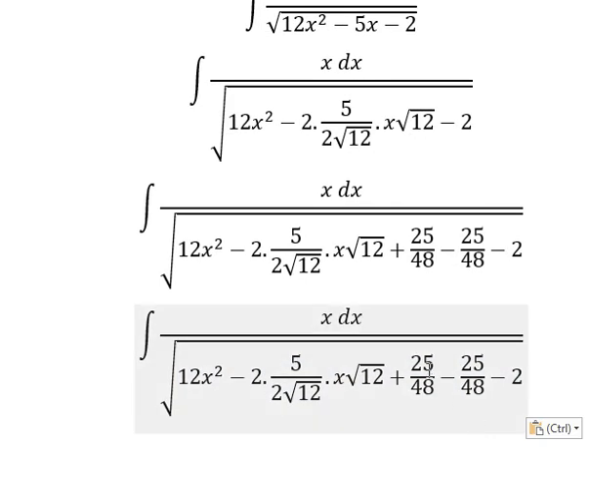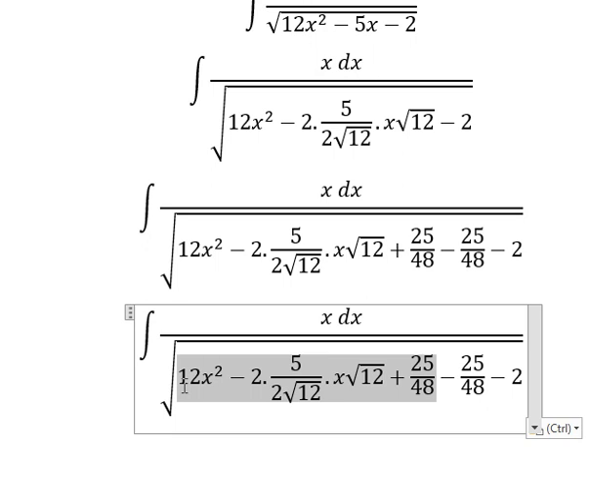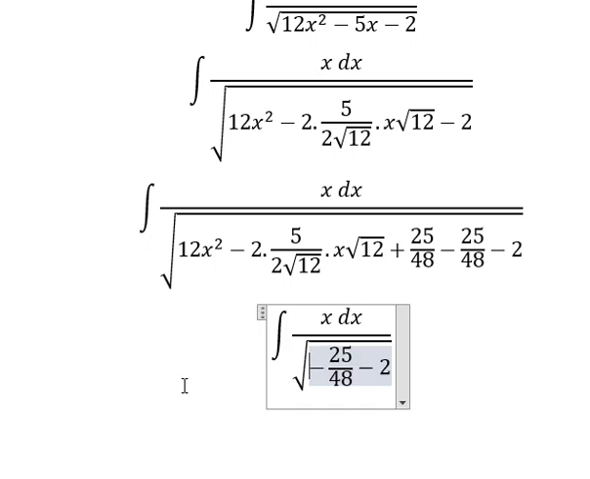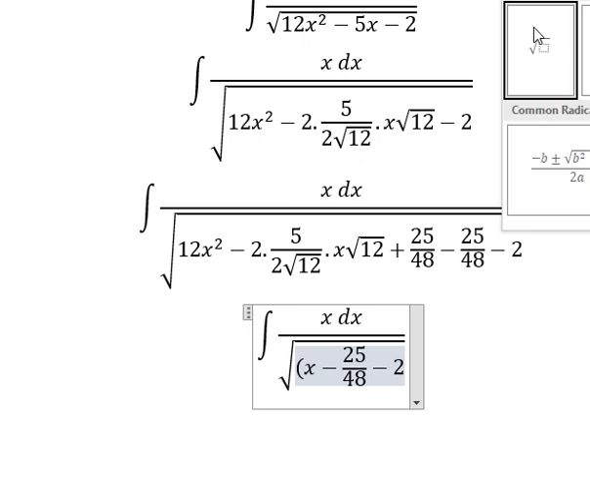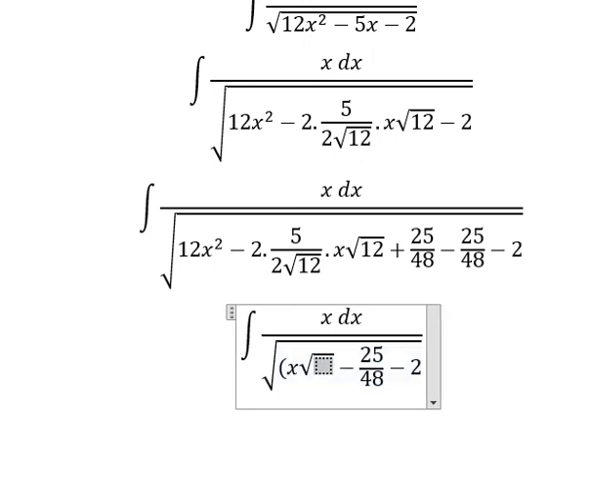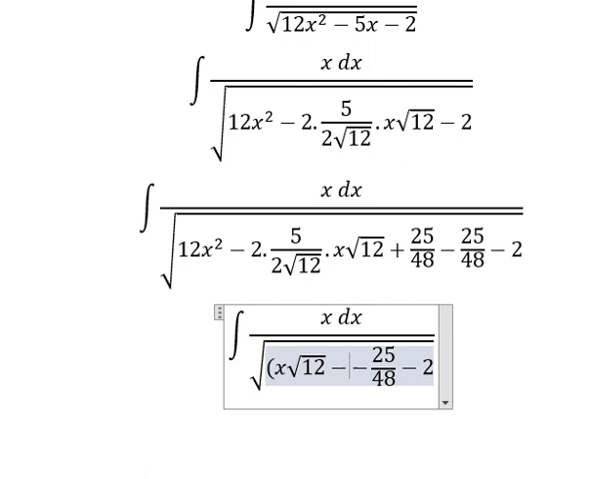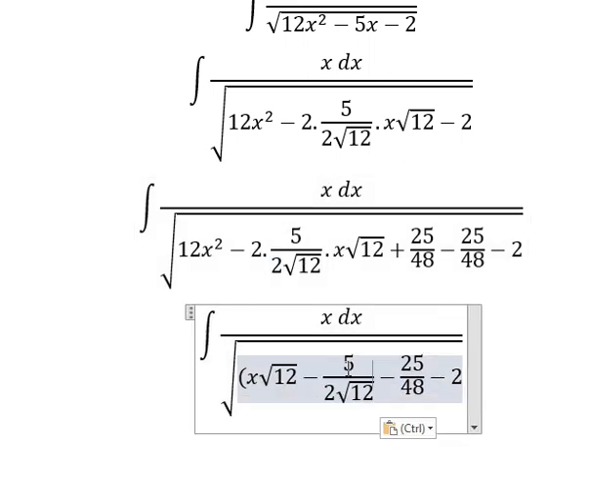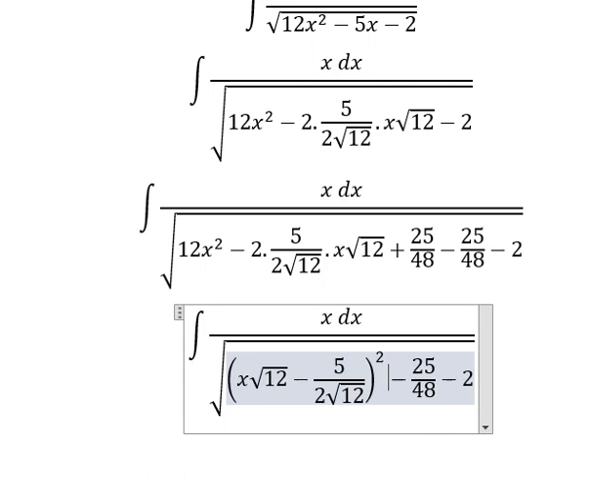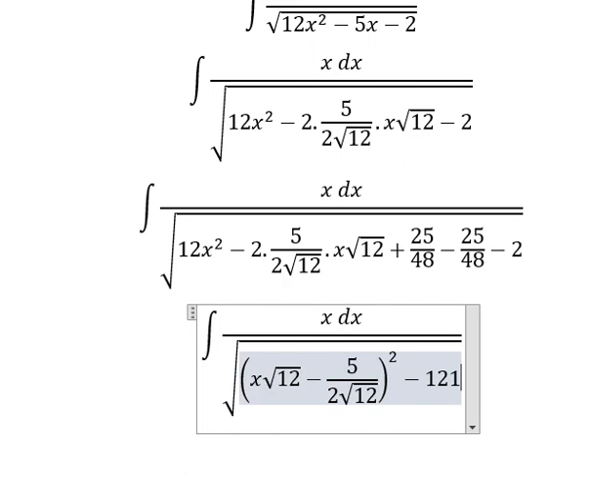So this one that is about identities. So that should be like this. So this one that is about 121 over 48.